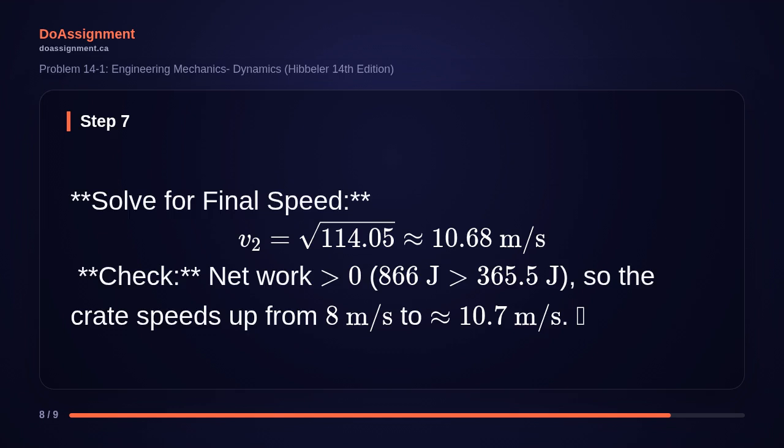This result makes physical sense. Since the net work is positive, meaning the applied force does more work than friction removes, the crate accelerates from 8 meters per second to approximately 10.7 meters per second.